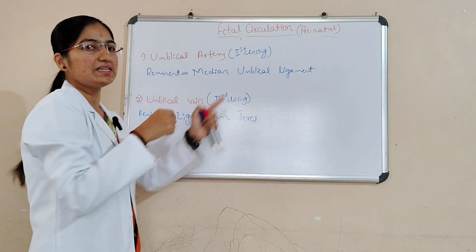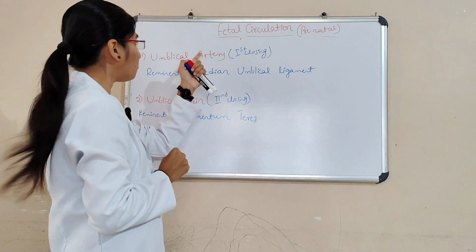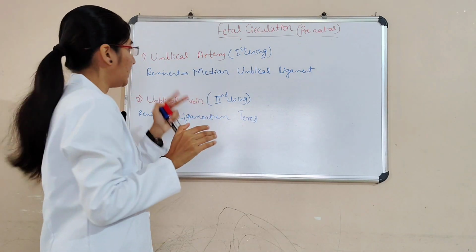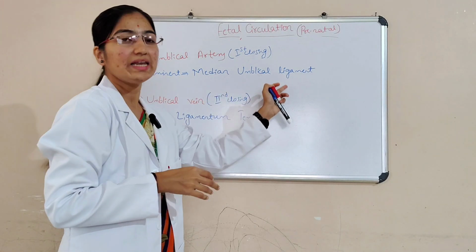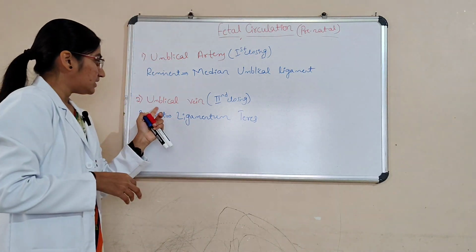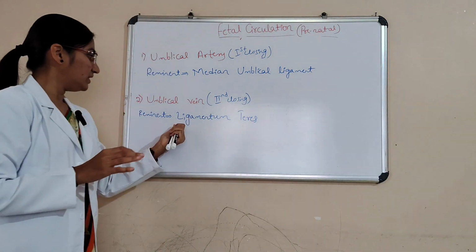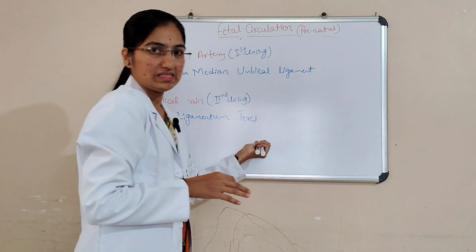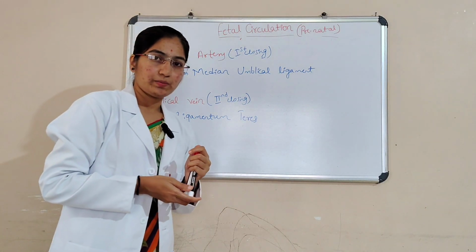Here, the umbilical artery is the first closing. The umbilical artery is going to close. After that, what is the remaining thing? Remaining is the median umbilical ligament. And then the second one, that is the umbilical vein. That is the second closing. And here the remaining thing is ligamentum teres. Here we have completed the fetal circulation.